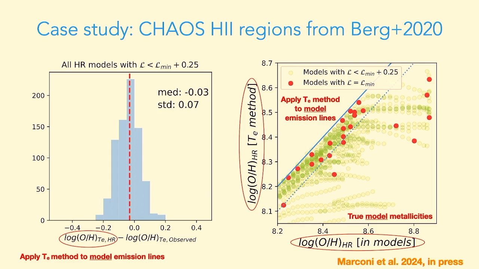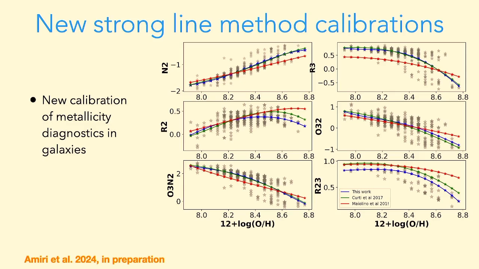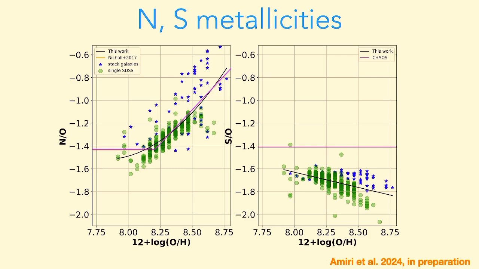But this error can even be much worse, even by a factor 10 or more. So this is something which has already been found in the past. It's nothing new, but we just confirm it and we caution about the T method here. Now, this method can be used to recalibrate the strong line method in local galaxies, can be used to measure the variation of the abundances in nitrogen and sulfur as a function of oxygen abundances, confirming the standard relation.